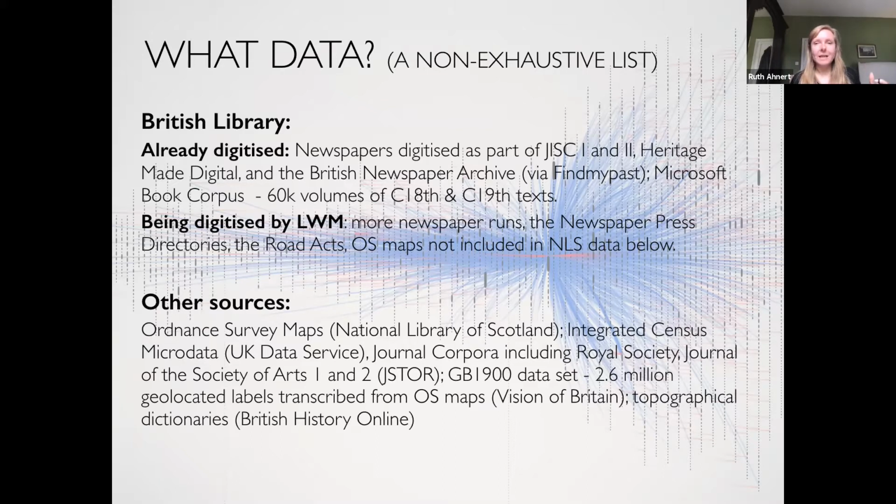There's not enough time to go into details of all of the data sets, but this slide gives a sense of the volume and complex variety of sources we're using. So it includes textual data, such as the BL's newspaper holdings, visual data, such as the National Library of Scotland's Ordnance Survey maps, and tabular data, such as the integrated census microdata deposited with the UK Data Service.